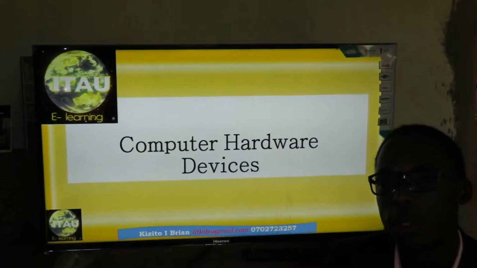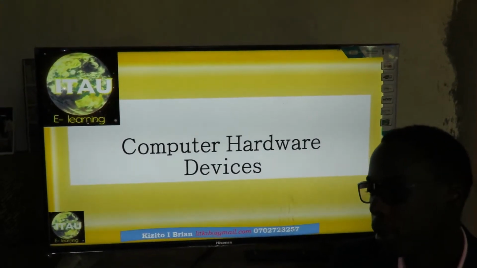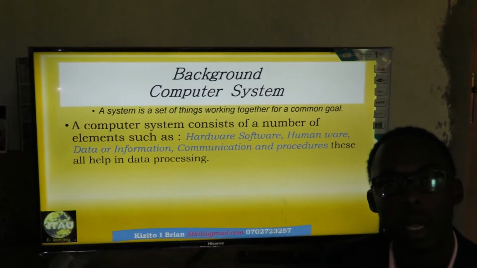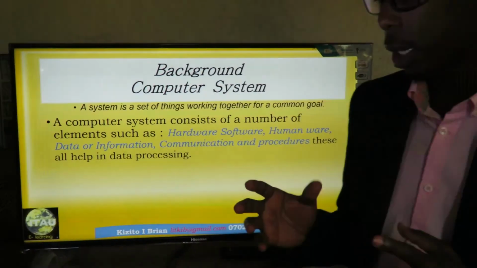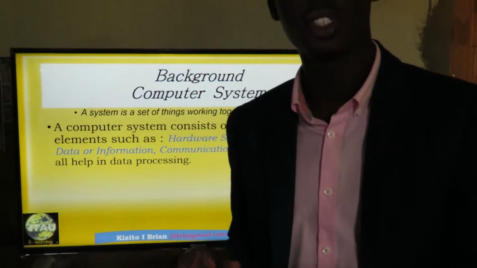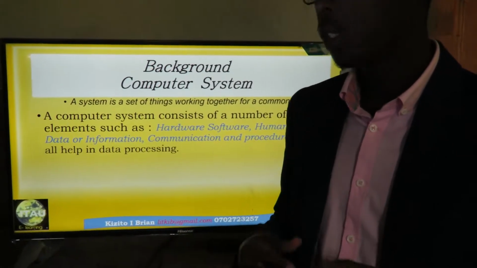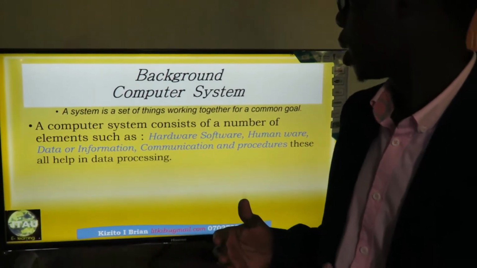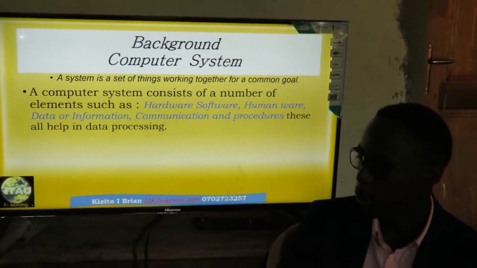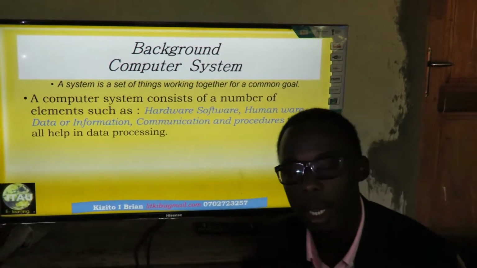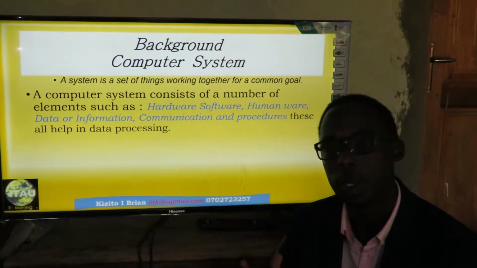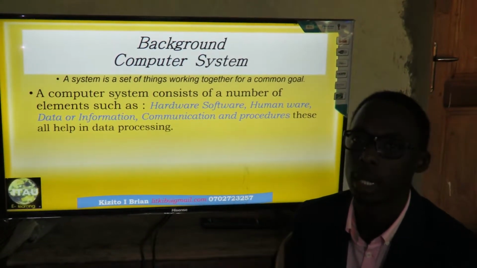I'm going to take you through this tutorial of computer hardware, the background of computer hardware. Computer hardware, first of all, comes from what we call a computer system. A computer system is a collection of related entities that may include hardware, software, humanware, among others. All these components are supposed to come together to help in one goal, that is data processing.